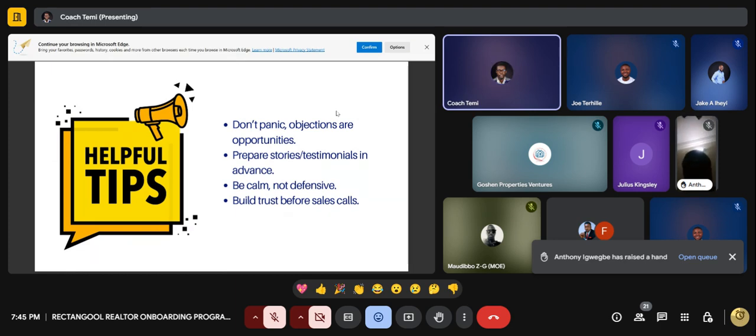Then also have a range of properties to suggest. And when you do not have, you can always get back to them. Don't be under pressure to sell now. If you do not have, promise them you are going to do the work, get the property, then reach out to them. Then before you end the call, make sure you fix another appointment time so that when you call them, they know that you already agreed on that time.